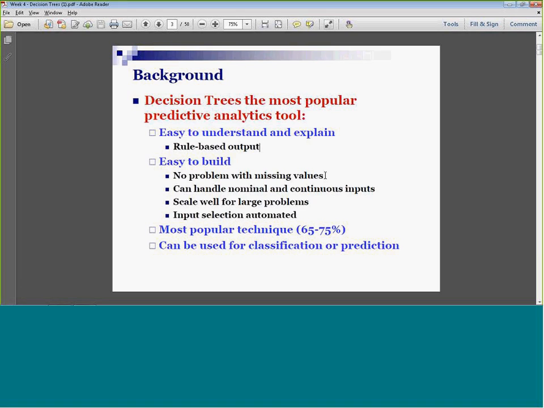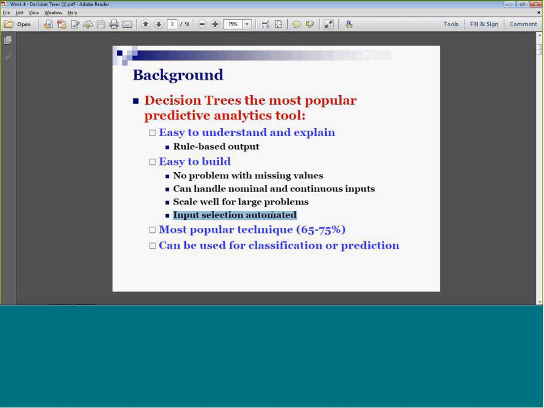Scales well for large problems. What do we mean by large problems? Well, again, you could have millions of rows or cases. You could have hundreds or thousands of possible inputs, because what happens is it picks the inputs automatically using a process we're going to outline in just a minute. And that's one of the real values.